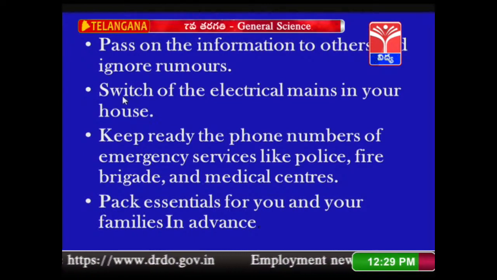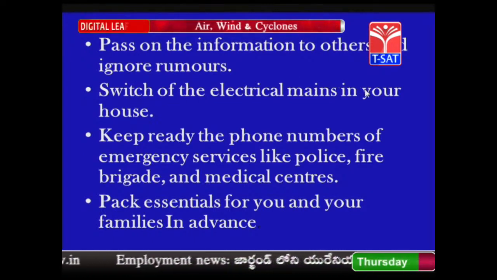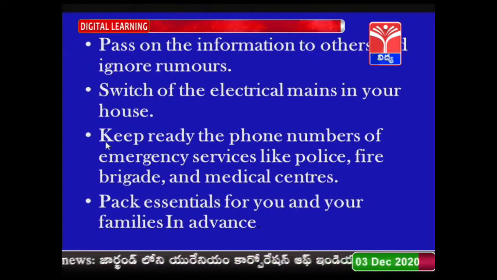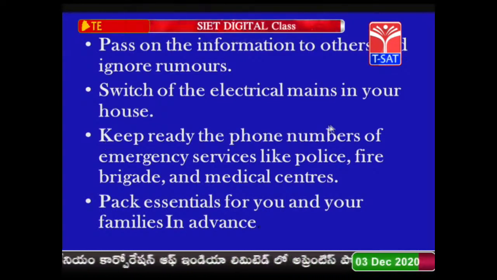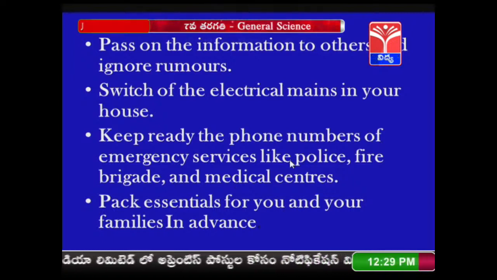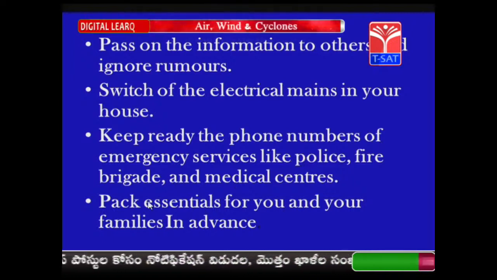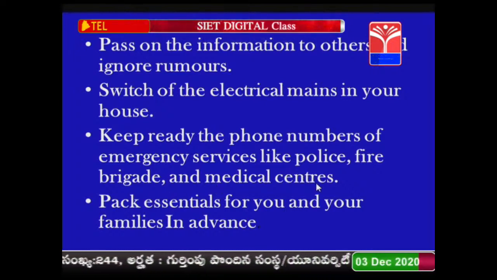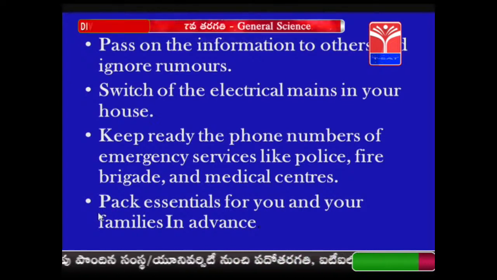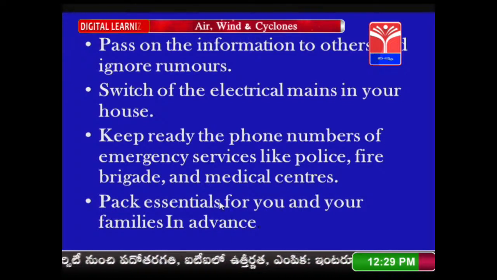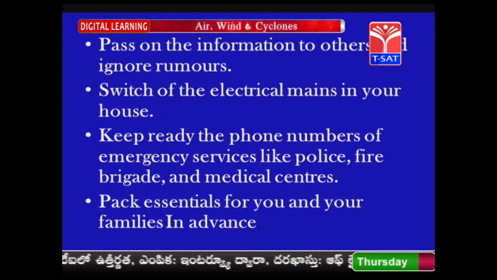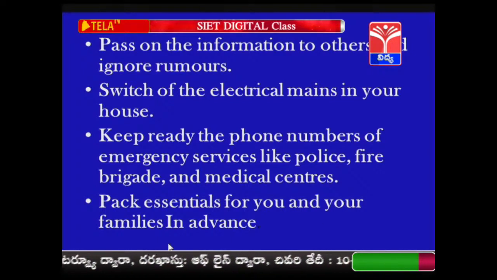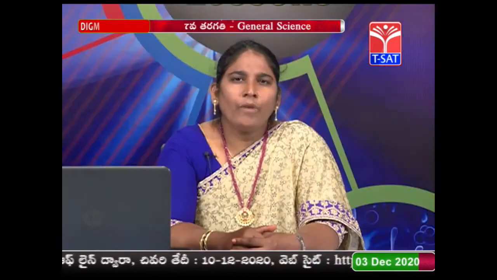Children, what do we have to do? We have to switch off the electrical mains in our houses. And one more thing which is very important, children: keep ready the phone numbers of emergency services like the police and fire brigade, and we should also keep medical center numbers with us. Lastly, you have to pack essentials for yourself and your family in advance, otherwise it will lead to panic.